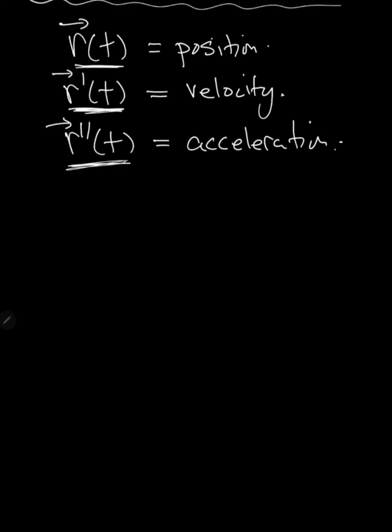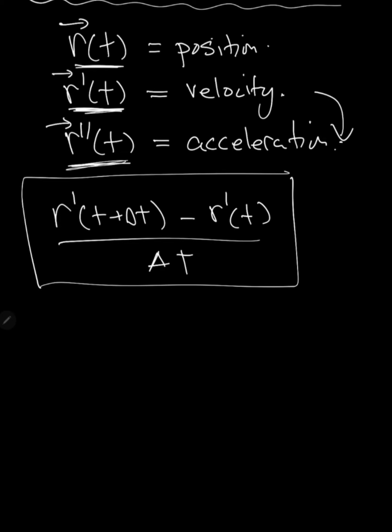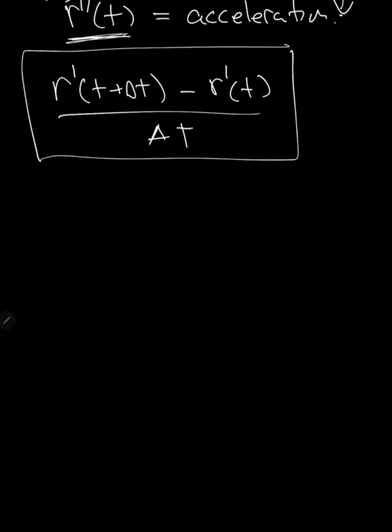All right, and you can actually see that. For example, technically, to take this derivative from the velocity to the acceleration, you would take r prime of t plus delta t, subtract r prime of t, and then divide by delta t, and you look at this type of quantity as delta t goes to 0. Well, what is that? Let me draw a curve.